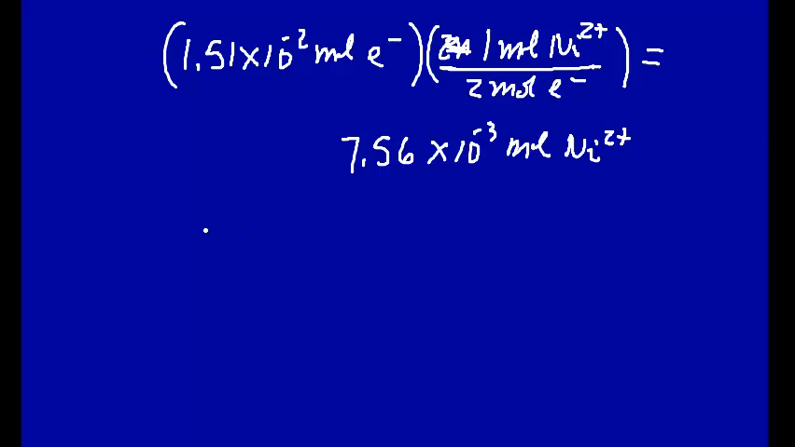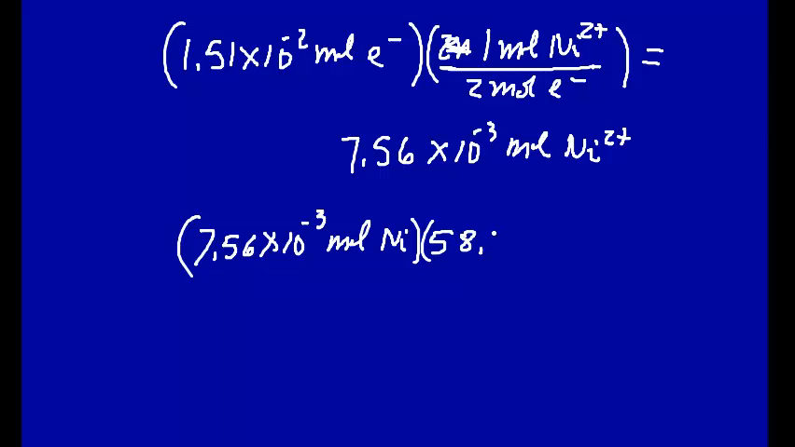And then to figure out how many grams, just multiply the mole of nickel by the molar mass of nickel. We look that up. That is 58.69 gram per mole of nickel.